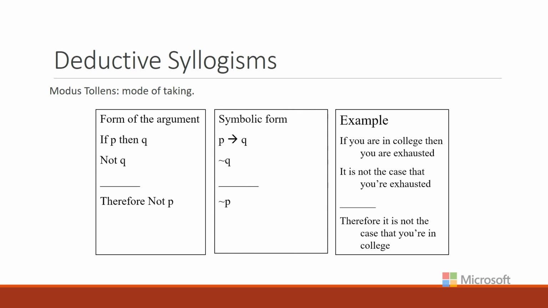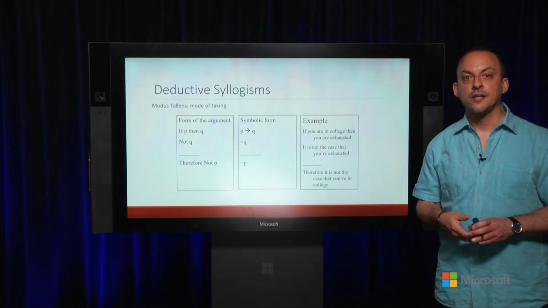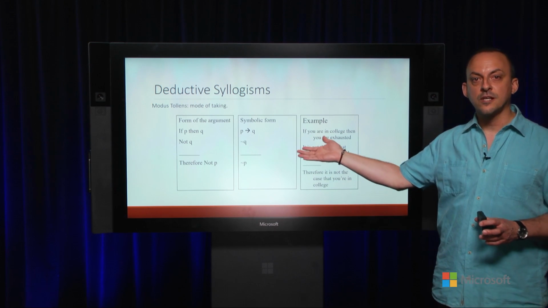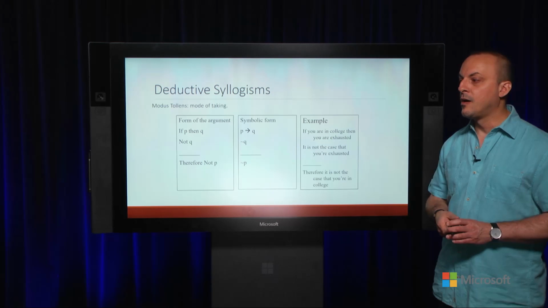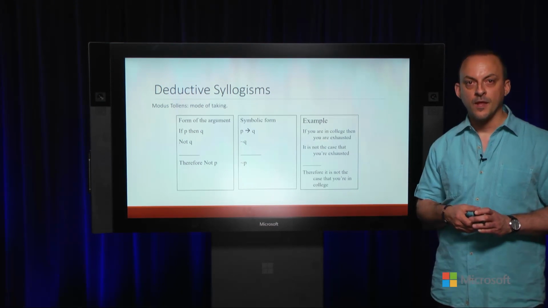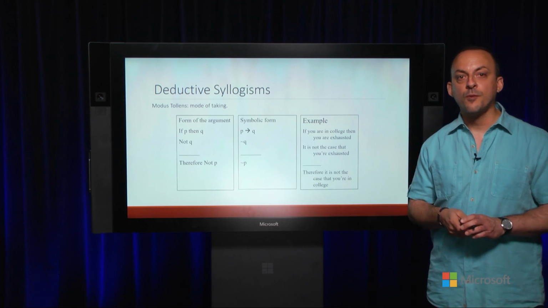All right, and here's the symbolic form. We say P arrow Q, tilde Q, therefore tilde P. That's the form of the argument. You can plug any value, compound or simple statements for P or Q, still have a valid argument form, and construct a valid logical argument. Whether the argument is sound, of course, is going to be dependent upon whether or not your premises are true. All right? Now, I'm going to give you some real-world examples of modus tollens at work.